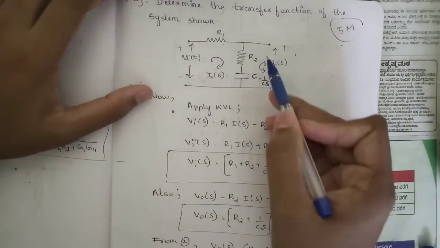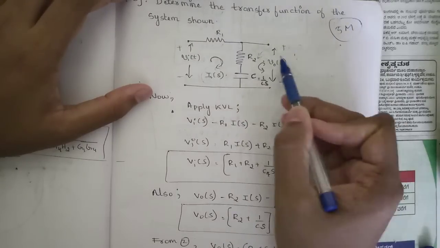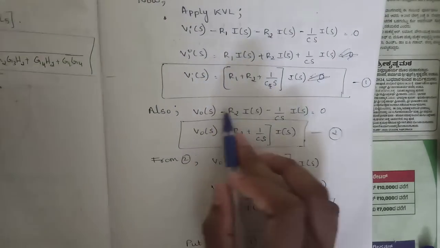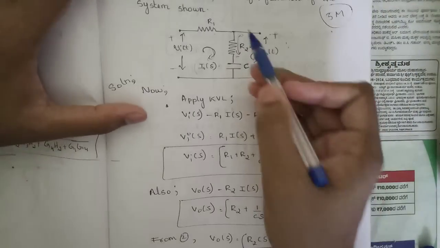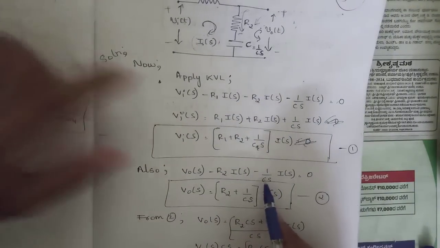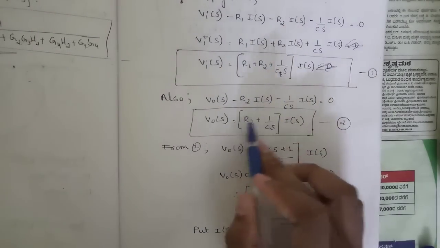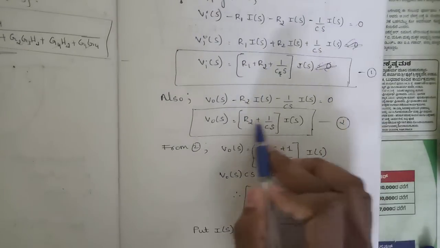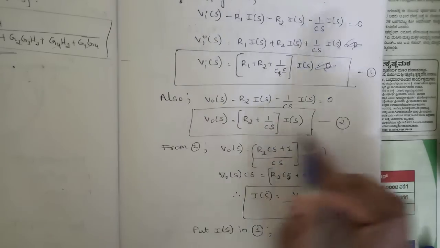Also now apply KVL for this loop, checking the outward signs in this direction. This is plus, so plus V naught of S. Then minus R2 into I of S, again minus 1 by Cs into I of S equal to 0. So V naught of S is equal to, taking the minus to the other side, plus R2 plus 1 by Cs into I of S, since I of S is common. Name this as equation 2.